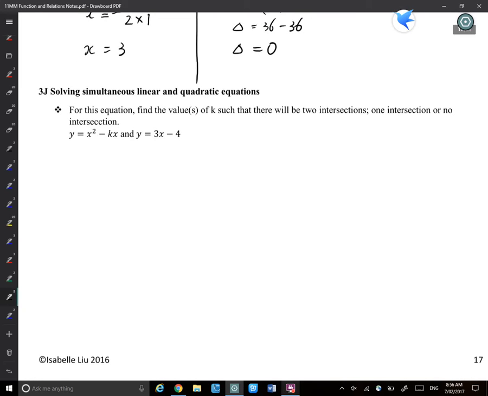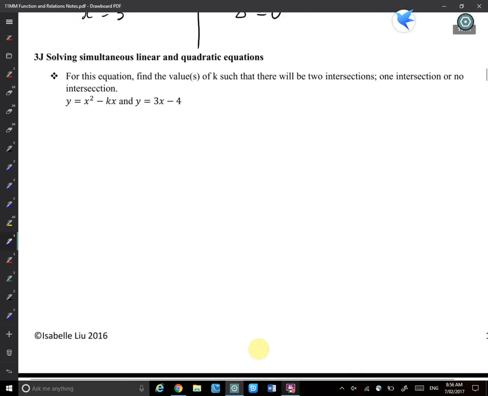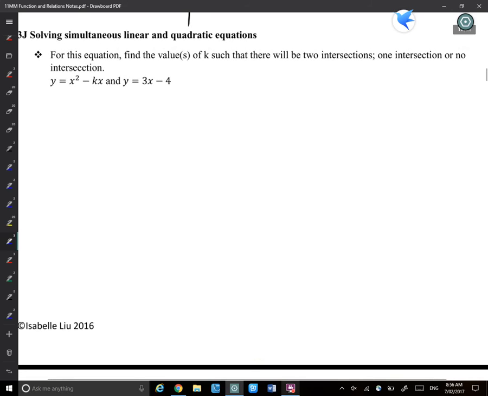The next exercise is about solving simultaneous linear and quadratic equations. This is a question we learned in Year 10, but I see it's not very well done. Only 20% of the students can do this type of question. So let's have it here again and do this again now. For this equation, find the values of k such that there will be 2 intersections, 1 intersection, or no intersections.